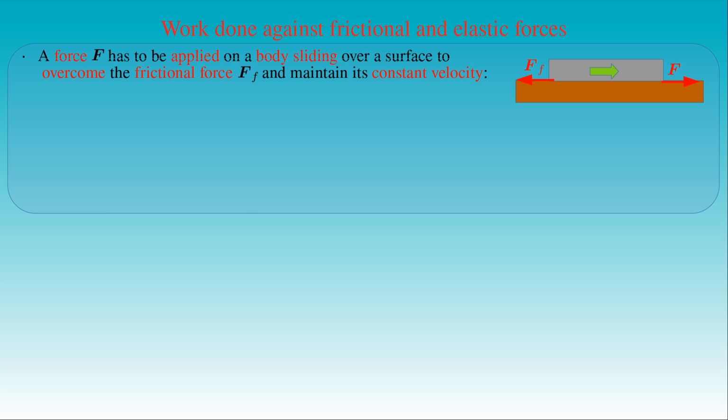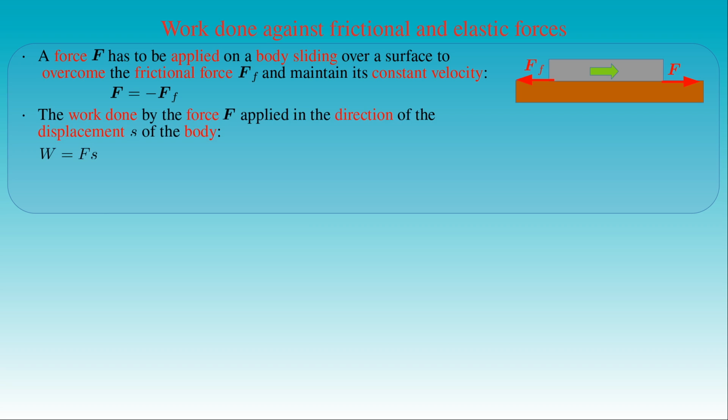In the next examples we determine the work done against frictional and elastic forces. When we studied sliding with friction on a horizontal surface, we saw that in order to maintain the motion of a body sliding at a constant velocity, a force F has to be applied which overcomes the frictional force F sub F between the body and the contact surface. Therefore the force F applied on the body is equal to minus the frictional force F sub F. The work W done by the force F while the body covers the distance s over the surface is given by the magnitude of the force F times the displacement s.